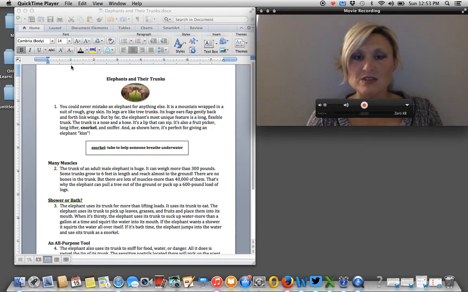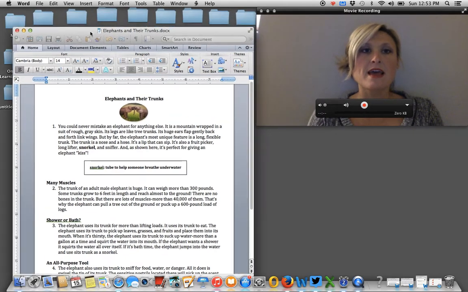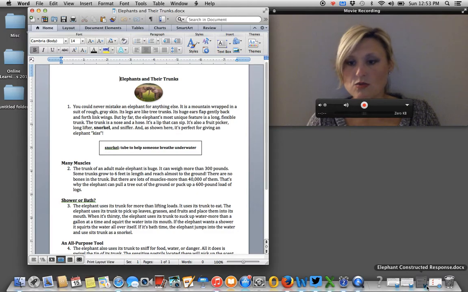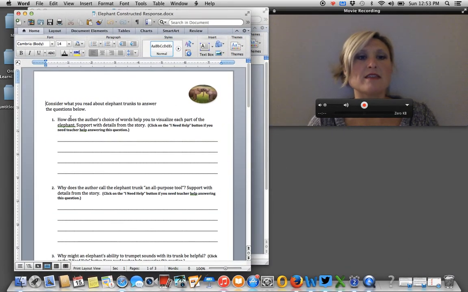What I want you to do is to get into your packet and get out the papers that are titled Elephants and Their Trunks. And here's the story. It looks just like this one. You'll need this paper. And besides just that one, you will also need this one. This is the one that has the questions on it. So you'll need to get both of those out right now.